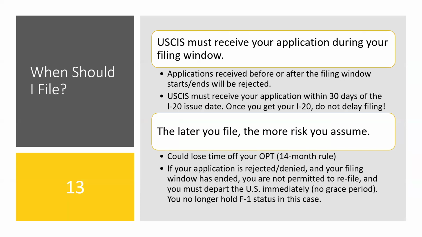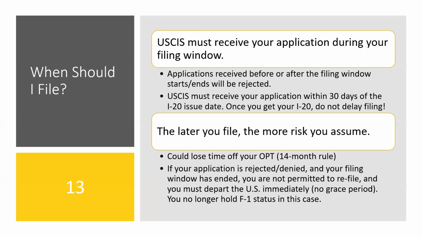Now, remember the filing window is very important. You must file within it. If you file outside of your window, USCIS will deny your application. There's an additional filing timeline. USCIS must also receive your application within 30 days of the I-20 issue date. So that basically means once you get your I-20 for OPT from ISSS, do not delay filing.